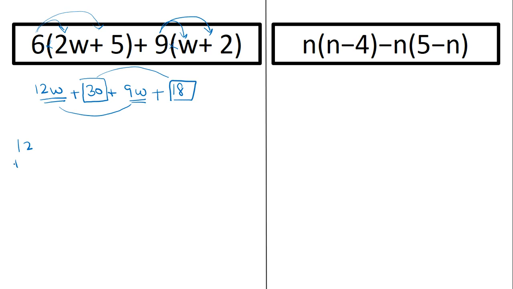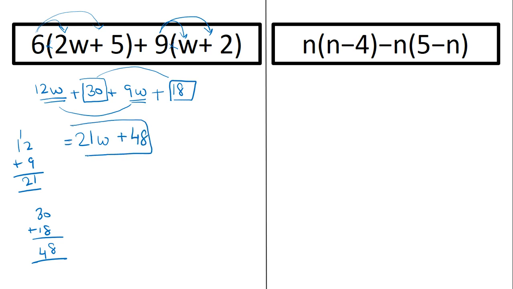So now, first thing I'm going to be doing, what is 12 plus 9? So 9, 10, 11, and then I have 1 plus 1, 2. So 12 plus 9 gives me 21, and the w just attaches the way it is. And then I have a 30 and an 18, so I'm going to do 30 plus 18, 8 plus 0, 8, 3 plus 1, 4. So my answer is 48. So I have 21w plus 48. That is supposed to be my final equation, my final answer.